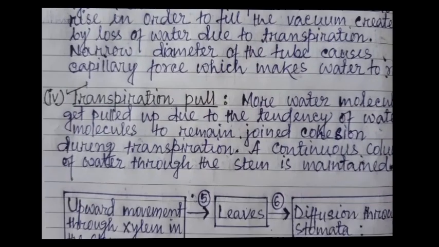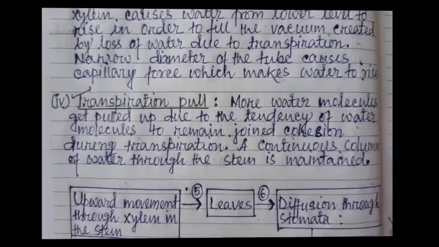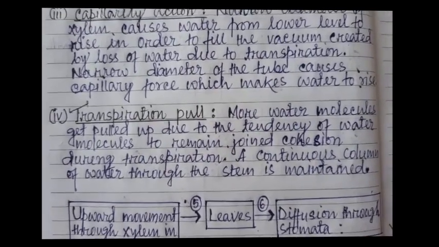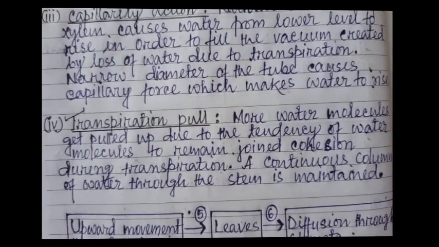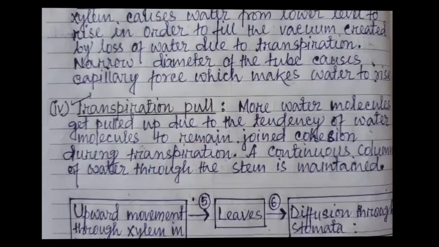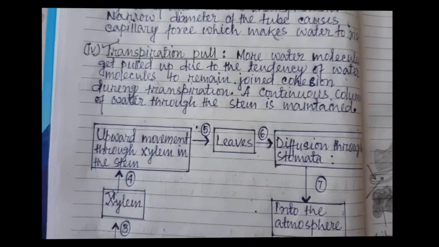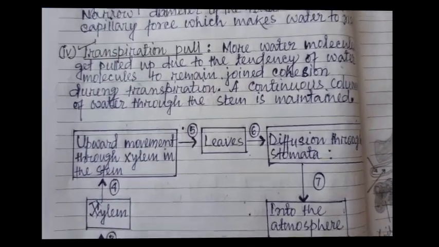Then comes the transpiration pull. More water molecules get pulled up due to the tendency of water molecules to remain joined, cohesion, during transpiration. A continuous column of water through the stem is maintained. So, by these four processes, the ascent of sap is made possible.